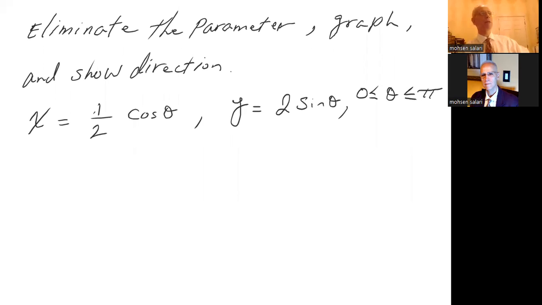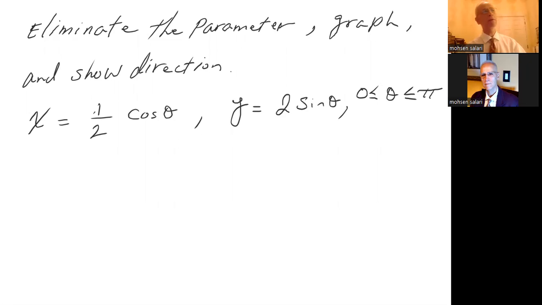So we are doing another example of graphing a parametric curve by eliminating the parameter, and we want to show direction. For this particular problem, we are restricted from 0 to pi. So let's see, just like the previous example, I'm going to use cosine squared of theta plus sine squared of theta equals 1.